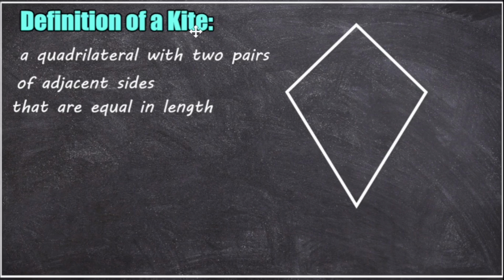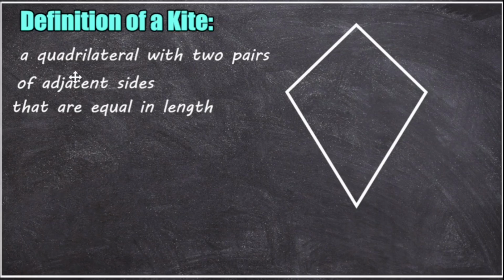Let's begin by looking at the definition of a kite. Hopefully you can see why this shape is called a kite. It looks like the shape of a traditional kite. Some people also call the shape a diamond. It's a simplified shape often used to represent a physical diamond.